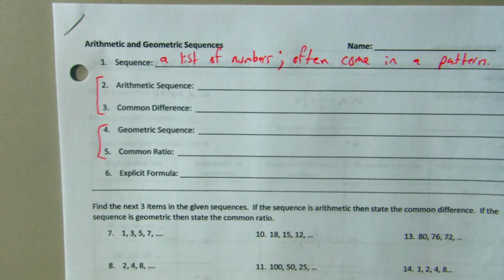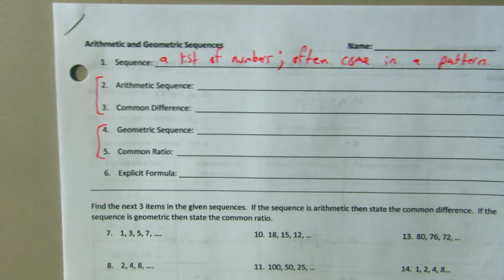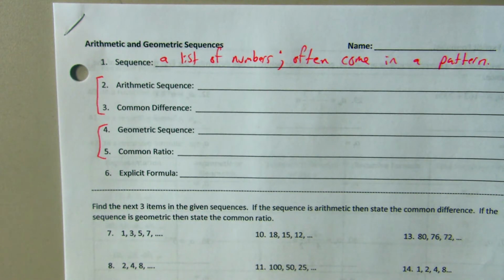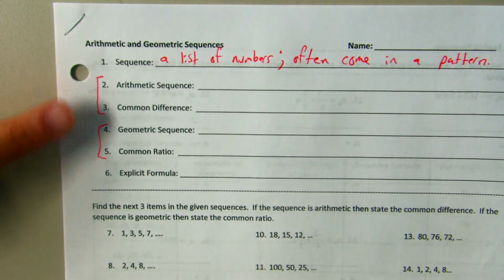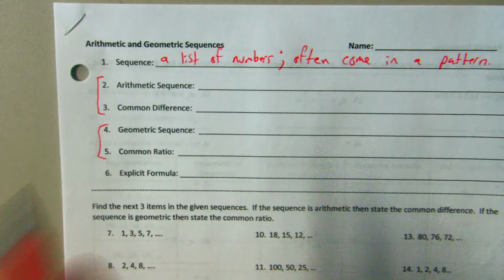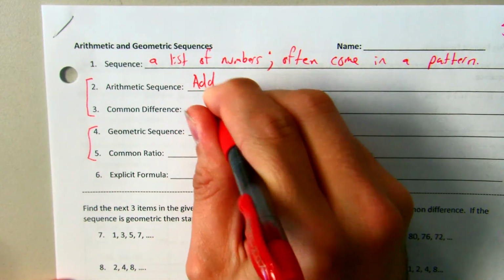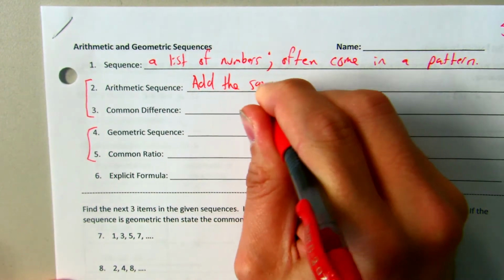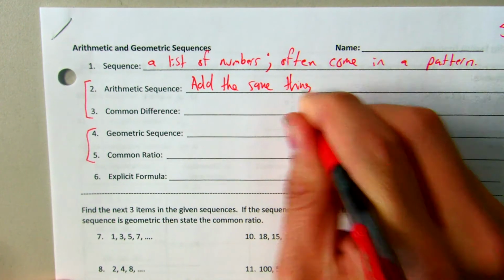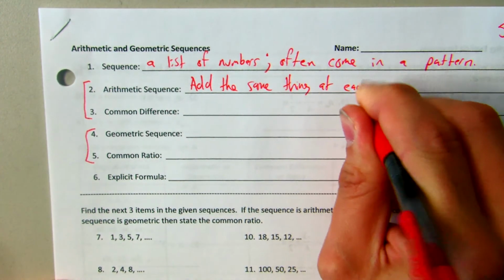So there are two very, very common types of sequences that you will need to be able to identify, name a characteristic of for each one, and be able to write formulas for. And that is arithmetic sequence and geometric sequence. Arithmetic sequence is when you add the same thing at each step.